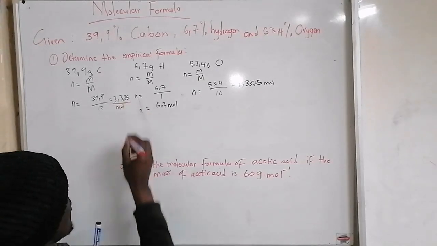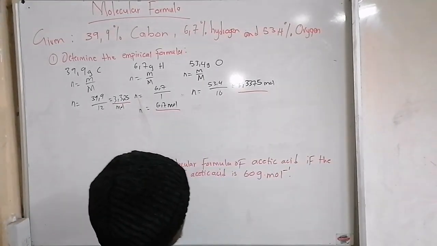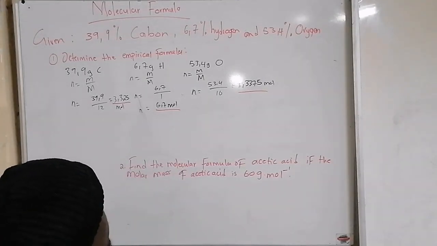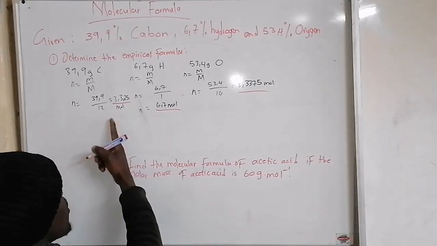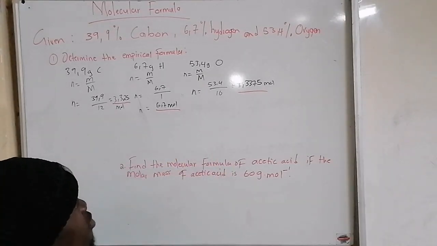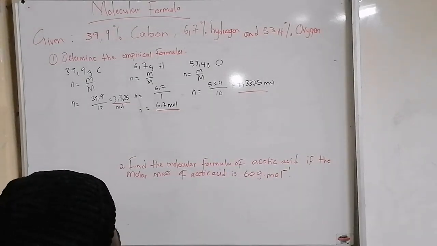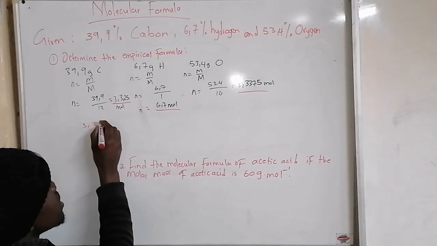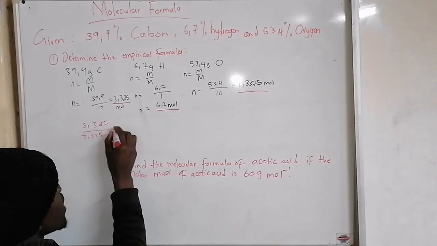Now these are our answers, or the number of moles. We got 3.325, we got 6.7 mole, we got 3.3375. You know that after you have calculated the number of moles, you check the number of moles of carbon, of hydrogen and of oxygen. You check the smaller number of moles, then you divide all your answers by that smaller number of moles. The smaller number here is the first one for carbon, which is 3.325.